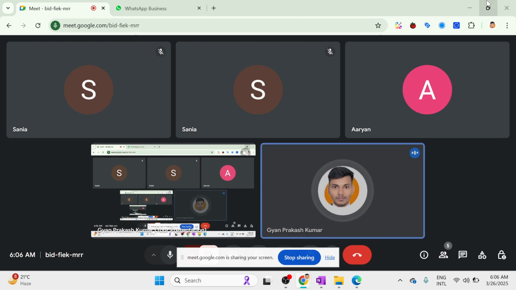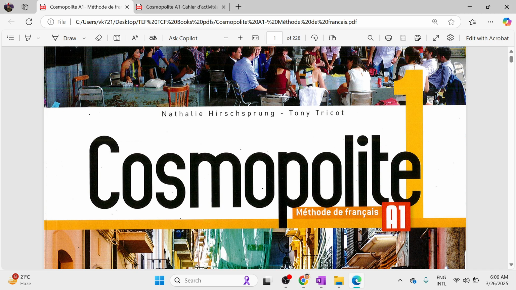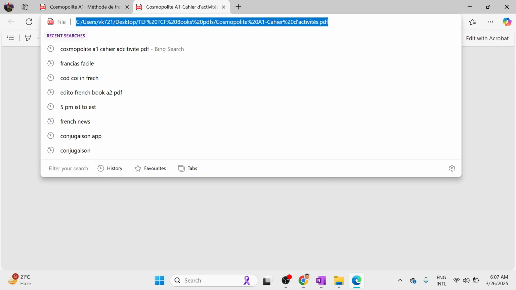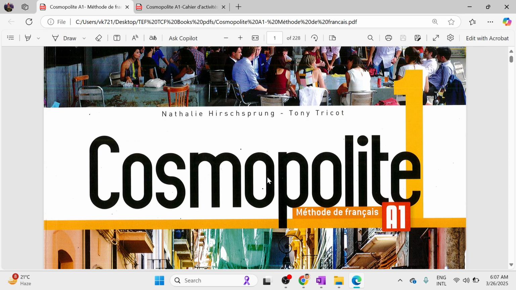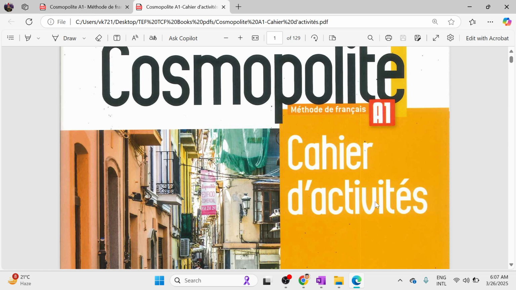So this is the Cosmopolitan A1 book which we are using. And for the same, we have another book, the Cosmopolitan Cahier d'activités, which is basically an activity workbook. Once we are done with the sessions here, we will be doing activities. This activity book is mostly used by you students. Answers are already given in the book itself, and the corrigé transcription is already there on this website.